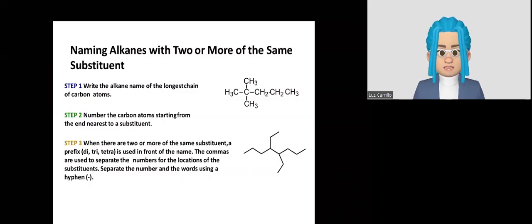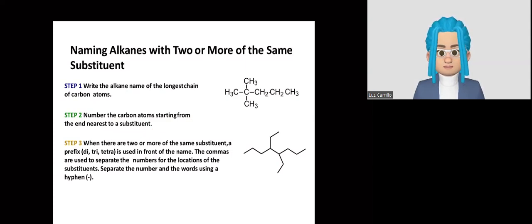In this video, we are going to continue naming alkanes with other kinds of substituents. Next, we are going to be naming alkanes that contain two or more of the same substituents. The rules for naming alkanes are going to be very similar to the ones that we learned in the previous video. The first thing that we do is write the alkane name for the longest chain of carbon atoms. Remember that that is called the parent chain. We are going to number the carbon atoms starting from the end that is nearest to a substituent.